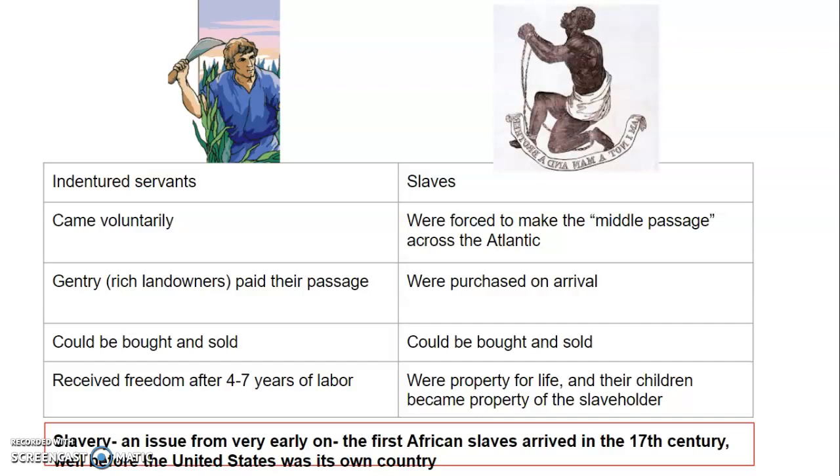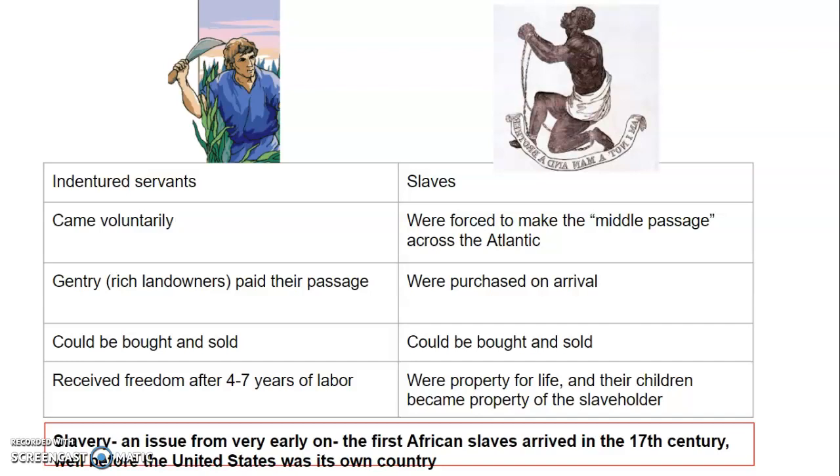We talked about this a while ago, but indentured servants, in some ways, were treated somewhat similarly to slaves. They could be bought and sold, is the one thing that is most similar to slaves. But there were differences. They came voluntarily, someone else paid their passage, and they did receive their freedom after a period of time.